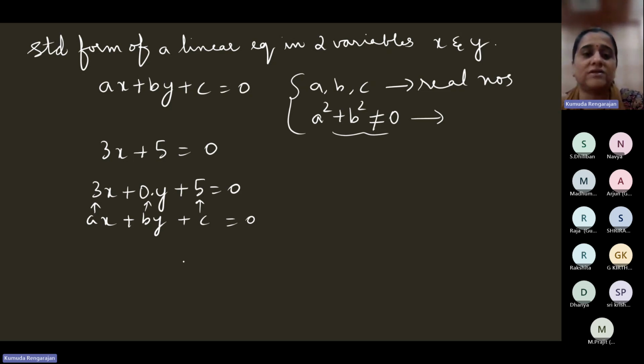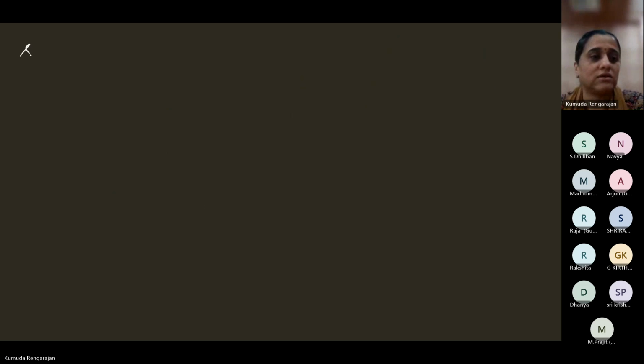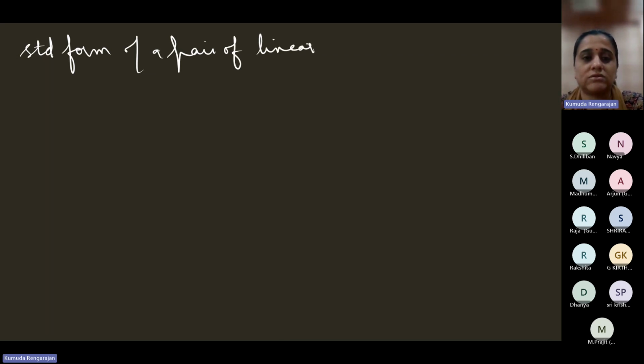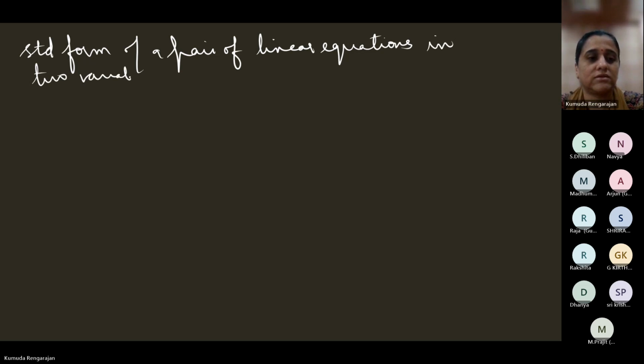Now quickly tell me the standard form of a pair of linear equations in two variables x and y. A pair. Two. Like what you said earlier. So one more. We just need one more. ax1 plus by1 plus c is equal to 0 and ax2 plus by2 plus c is equal to 0.